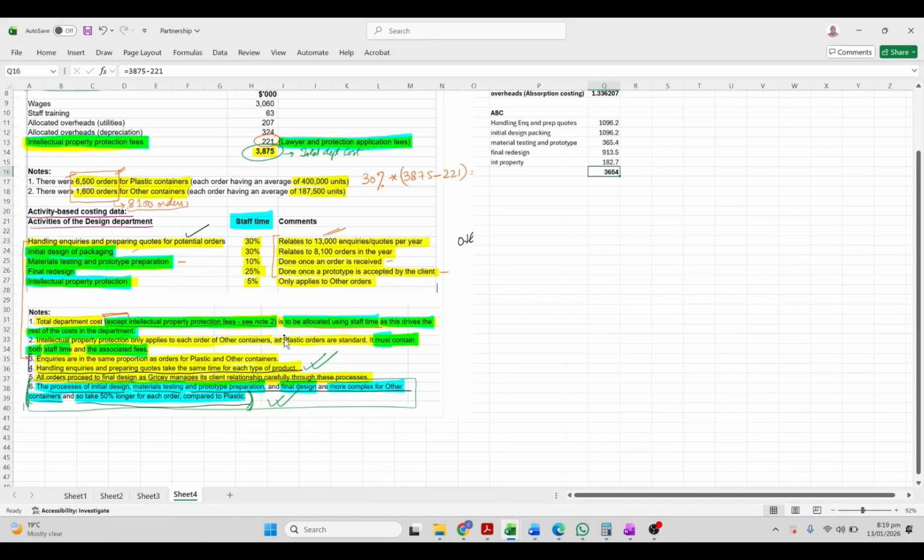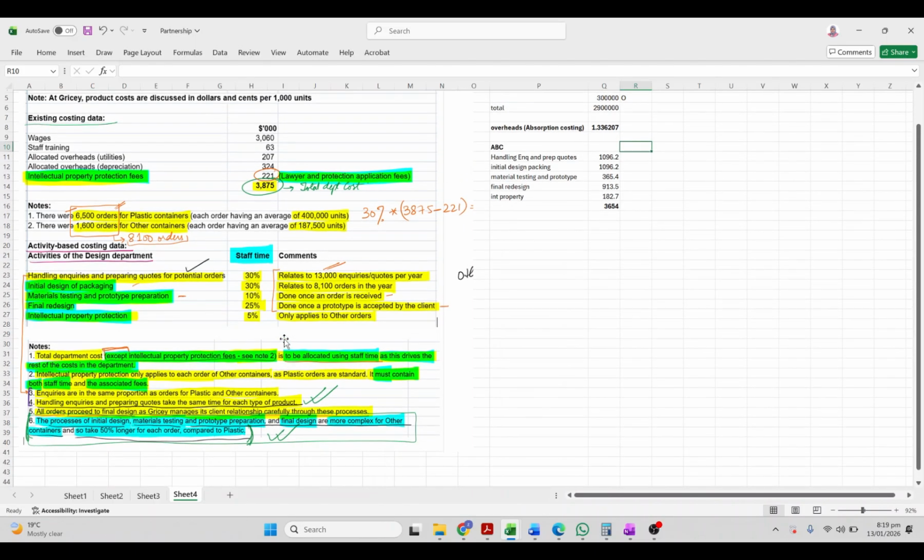Right. So this is basically the total cost. Now we have to split it between packing, plastic and other, right? But we have to consider one point. Let's start with the OAR first, right? Overhead absorption rate or overhead recovery rate, ORR, will be what? The overhead recovery rate will be 1096.2 divided by 13.